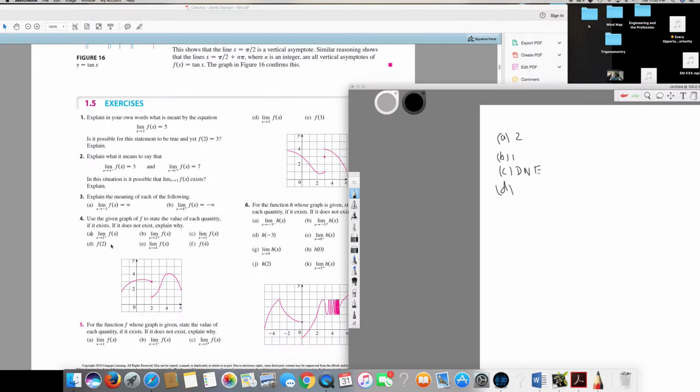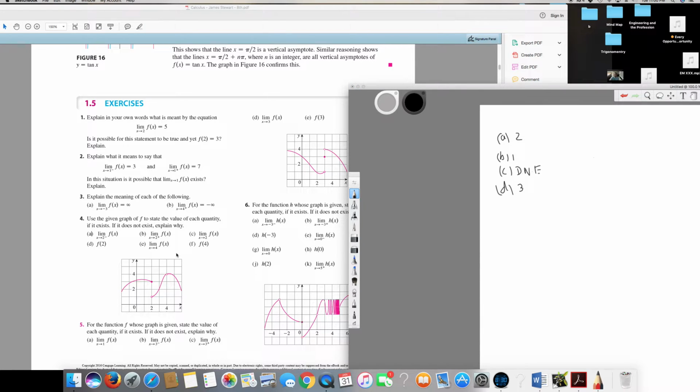The d part is asking f of 2. So f of 2 means, when the x value is 2, what is the y value? In this graph, you see the dot is an open dot, which means that value does not exist in this place. But here it's not open, it's a full dot, so this is the point we have to take. So if x is 2, y is going to be 3. The answer for d is going to be 3.